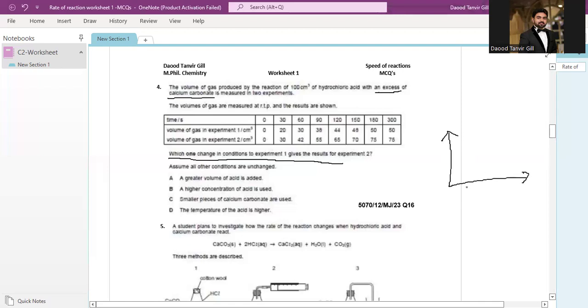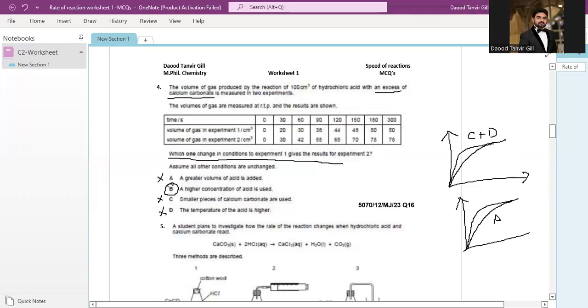If we draw the graph for option C and D, they will have the same shape like this, but the yield will stay the same for options C and D. And for A, the shape would be like this, because we are, sorry, diluting the acid. So A would have the shape like this. So A, C, and D are incorrect.